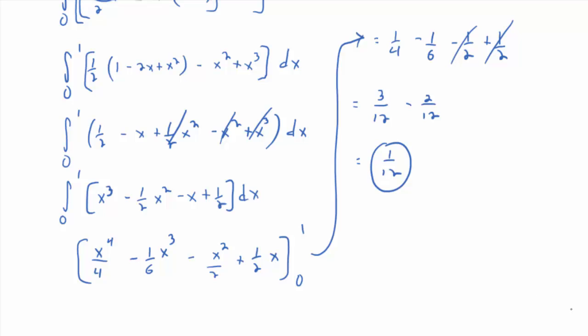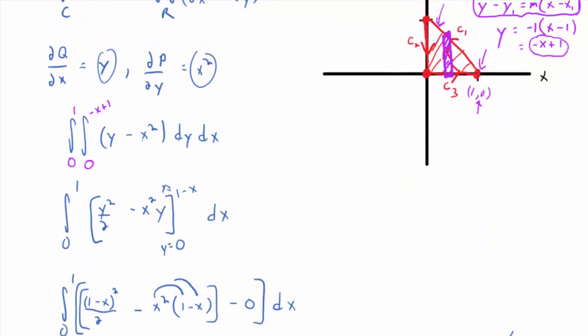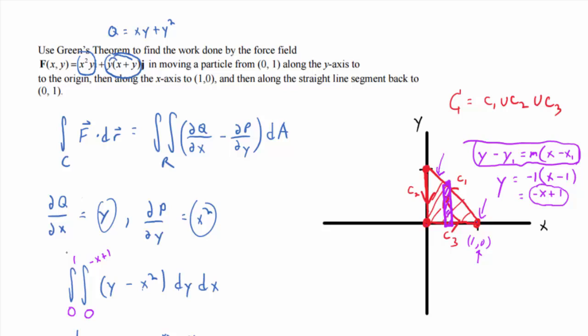By the way, so what does that represent? 1/12. What does that represent? The work done. So it says use Green's theorem to find the work done. Okay. So I didn't really give you units, but what would the units of work be? Either foot-pounds or, more likely in your physics classes, joules. But I didn't specify units, but I just wanted to review that with you.